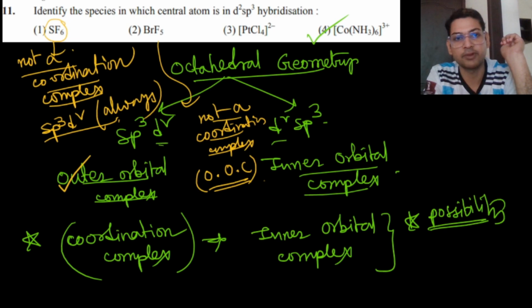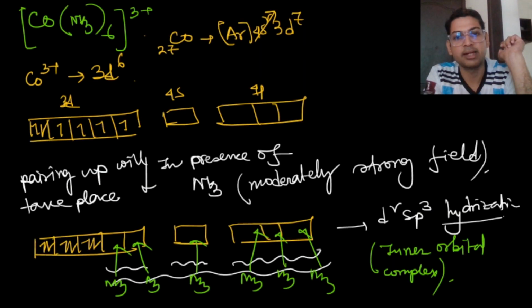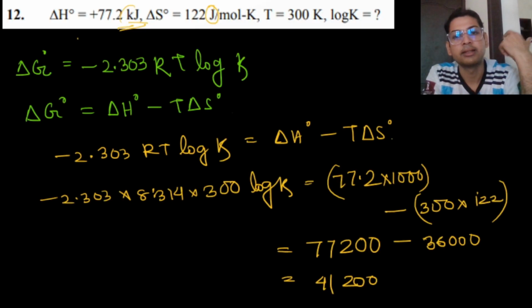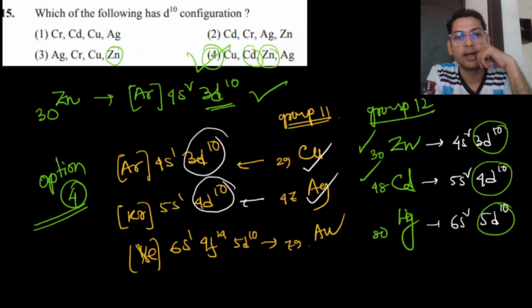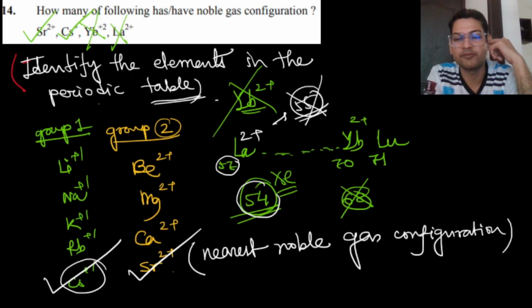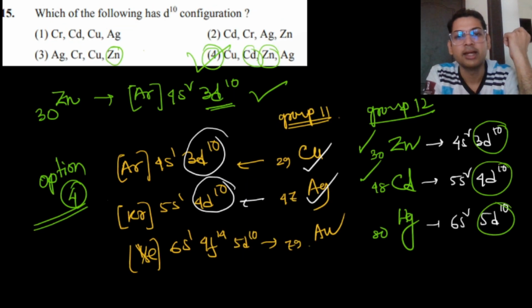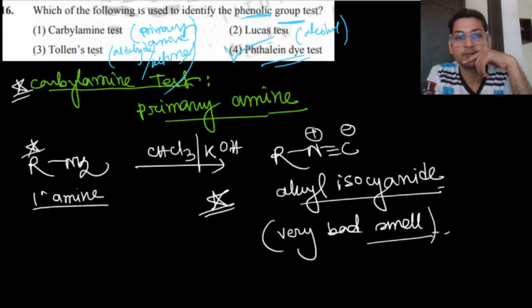Electrochemistry, very good question from here. Then it is again from chemical bonding and coordination complex mixed. Then this is from thermodynamics, it's a good question. This is inert pair effect, that is good. Then this is from noble gas configuration, all this not so good. Okay, d10 configuration, yes, this is good. This is actually a very good question.